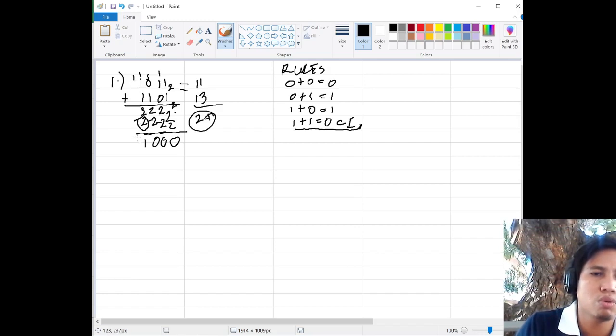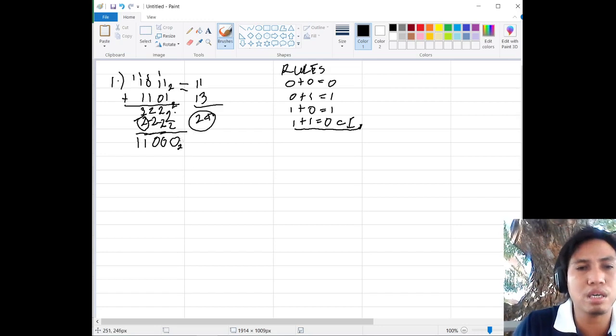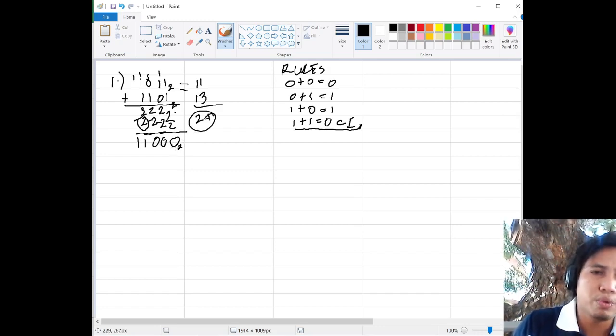Then you just need to bring that digit down. So the answer is 11000 base of 2. Don't forget the base, because the only number system in which putting the base is optional is decimal. So it is required, take note, it is required to put the base of the binary. So this is our actual answer.